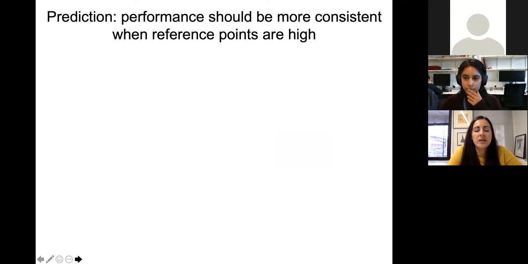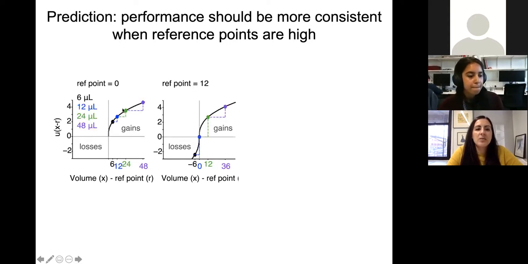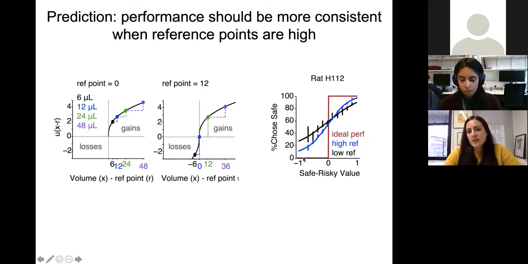There's a prediction here, which is that because the utility functions are concave, their performance should be better when the reference point is high. To give an intuition, that's because when the reference point's high, you're basically pulling the rewards down to a part of the curve that's more discriminable, right? Indeed, if we compare the slope of the psychometric curves when the reference point is high compared to when it's low, we see steeper performance when the reference point is high. This is for one rat, but we see this across the population of 36 rats.